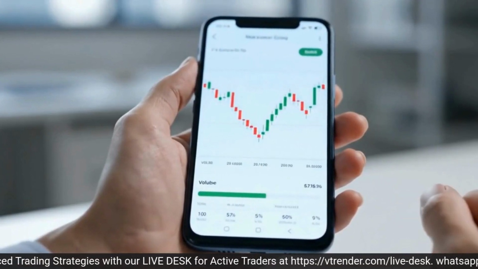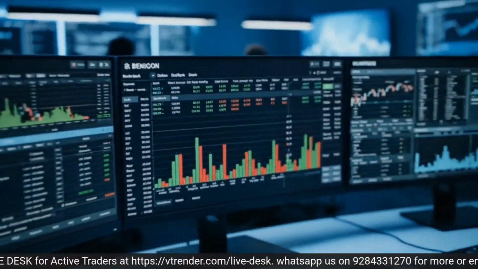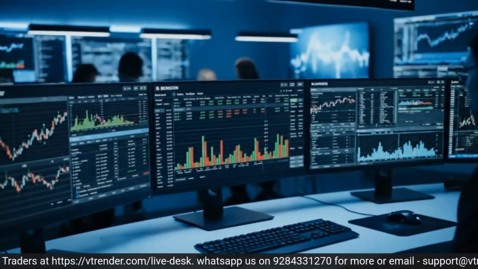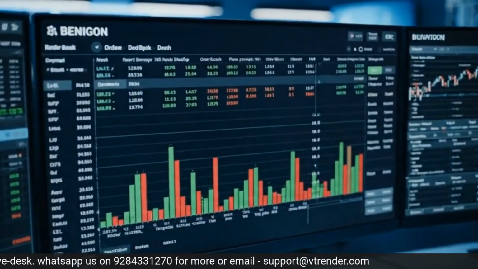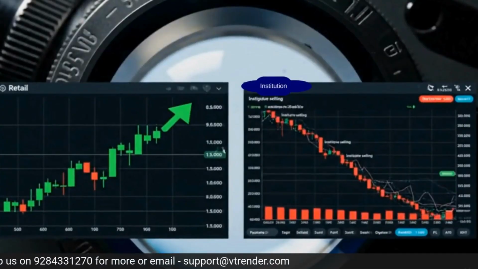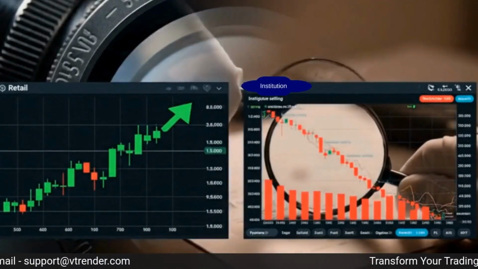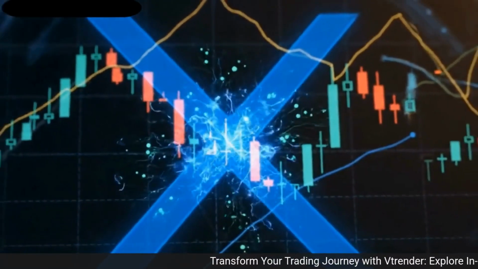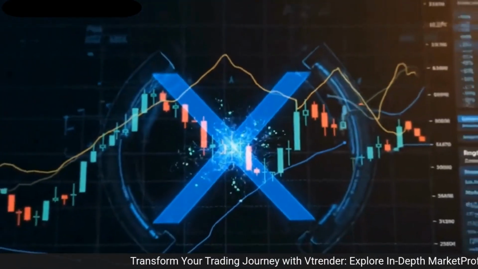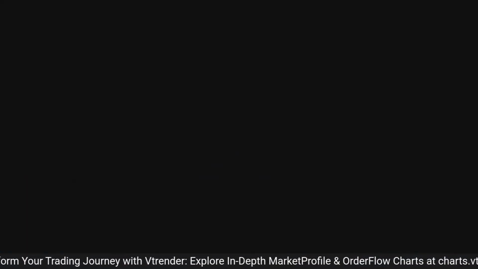Lenses, basic price movements, and volume totals. Institutions monitor every bid, every ask, every aggressive order, tracking market intent in real time. While retail celebrates a green candle, institutions see the initiative selling that's about to reverse it. Order flow analysis gives retail traders institutional-grade market intelligence.